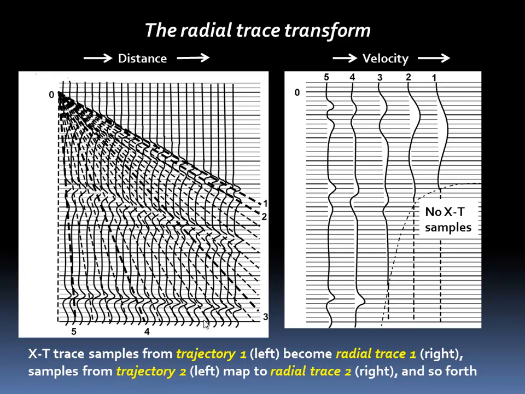Now I'm showing only a very sparse transform over here. Typically, we'll use thousands of traces in order that we don't alias the initial gather in going to the radial trace transform.